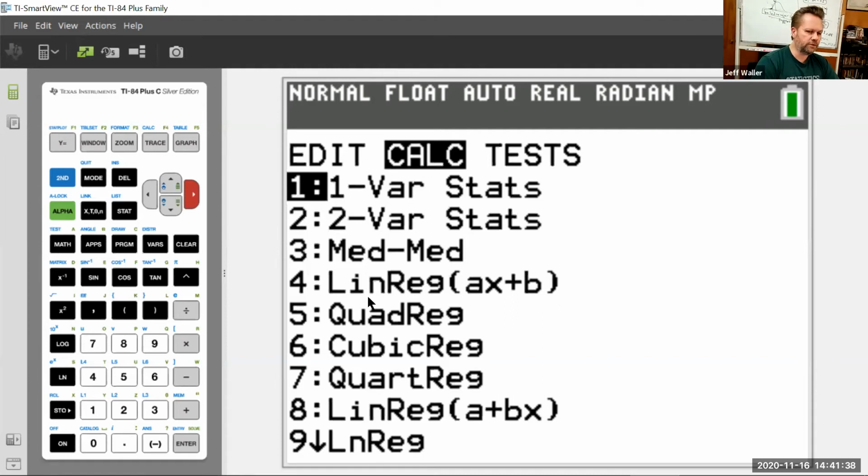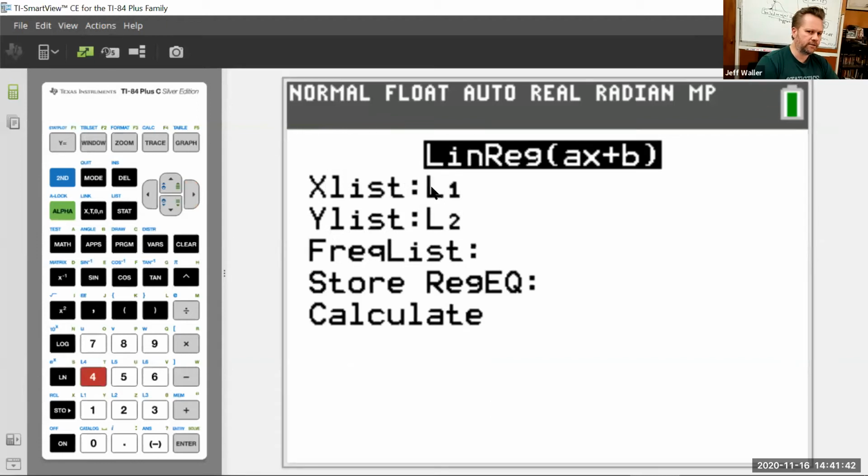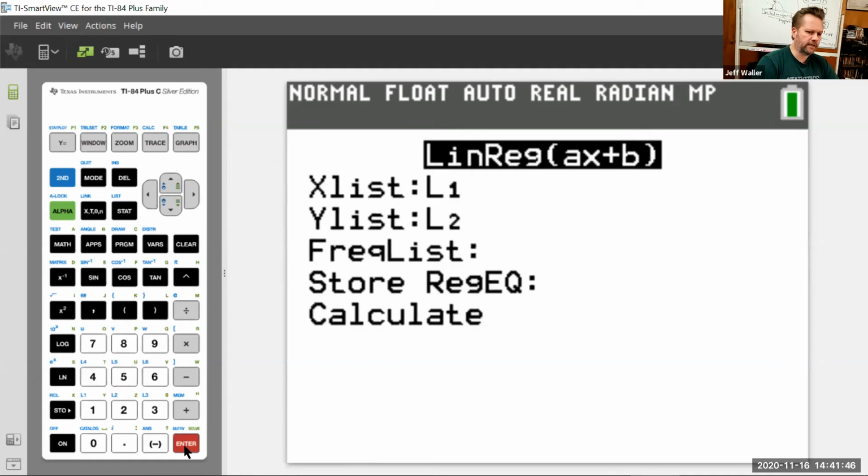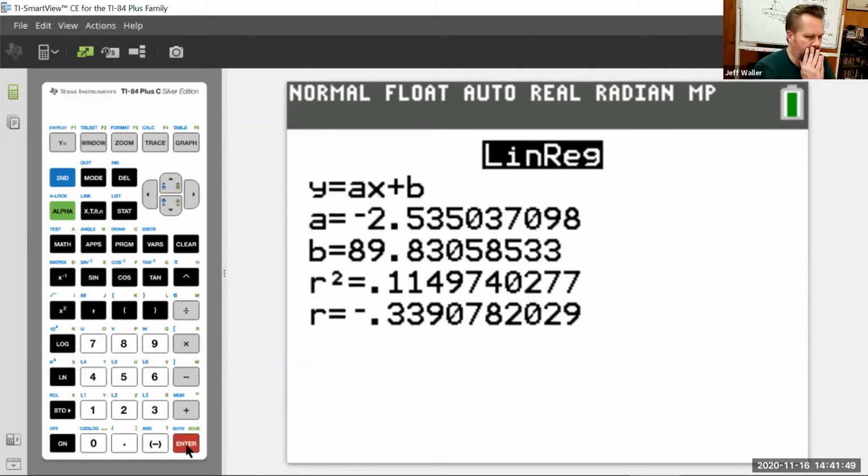Let's see what you guys get. So hit 4, make sure it says L1 and L2 because that's where your stuff is, and go down and say calculate. All right, let's see what we get. Let's see if you guys all get everything I got. Look at all the stuff I got. I got some cool stuff. Is anybody out there not as cool as me? Mine doesn't have the R squared or R. Anybody else in that same boat? Mine doesn't either.